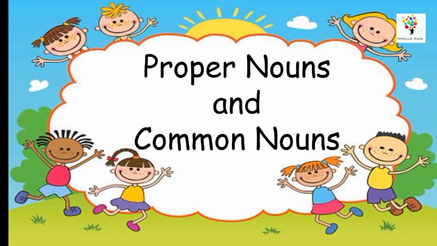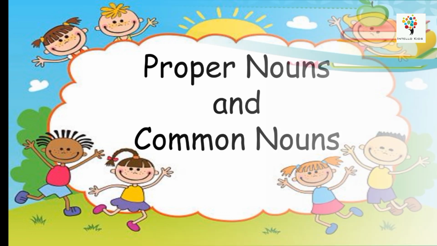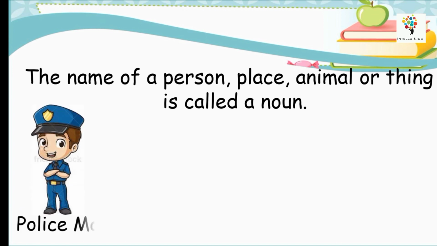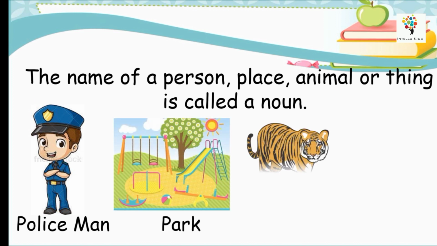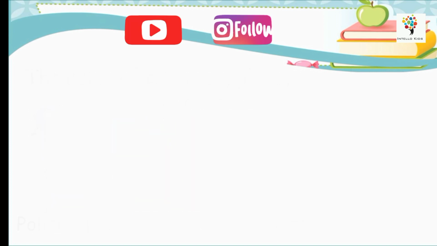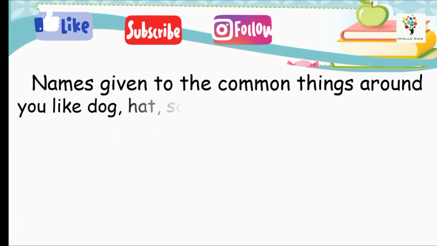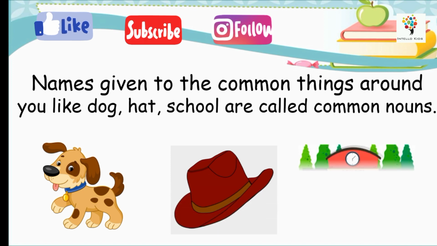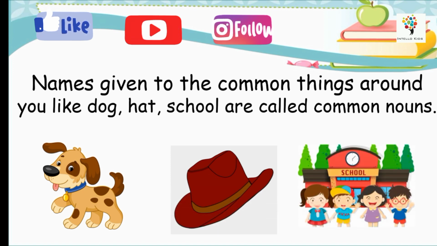Proper nouns and common nouns. The name of a person, place, animal or thing is called a noun. For example, policeman, park, tiger, book. Names given to the common things around you like dog, hat, school are called common nouns.